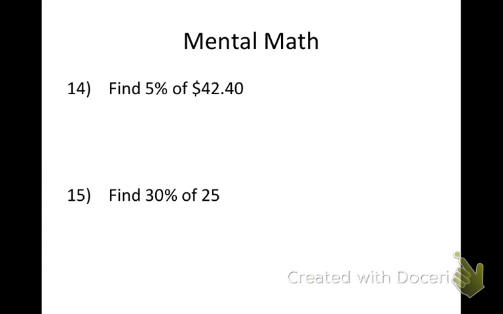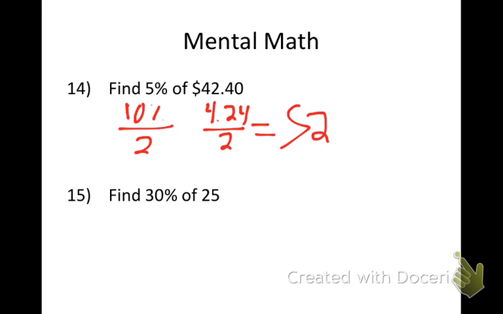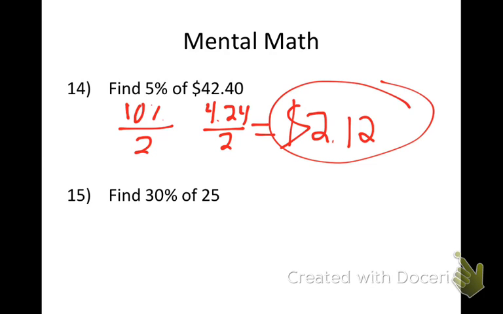Take a couple seconds and try these two on your own. Using the same 10% rule, find 5% of 4240 and 30% of 25. Take a couple seconds to try those two on your own. 5% of 4240. How do I get to 5% again, Beast? How do I get there? And then divided by? So 10%. So that's 424. Divide that by 2, and I got what? 212.